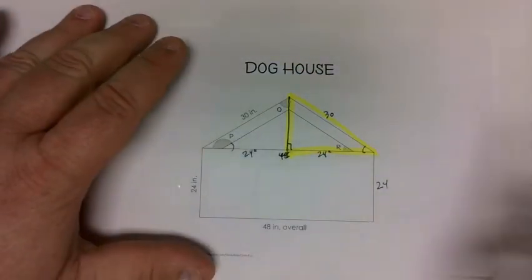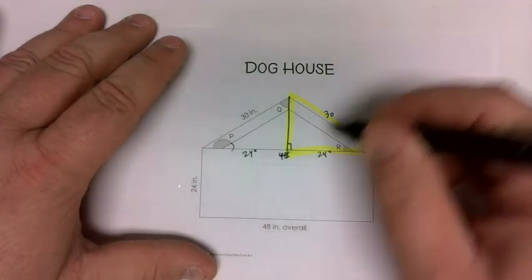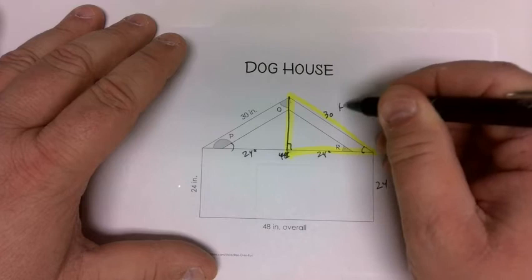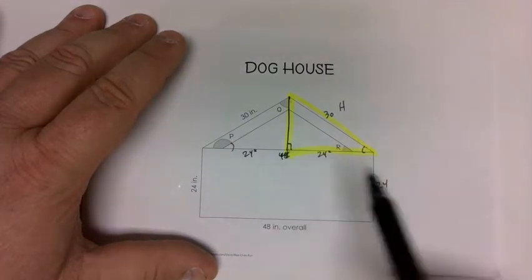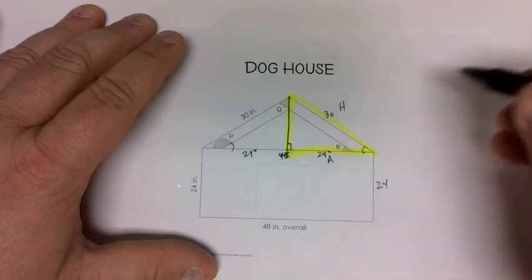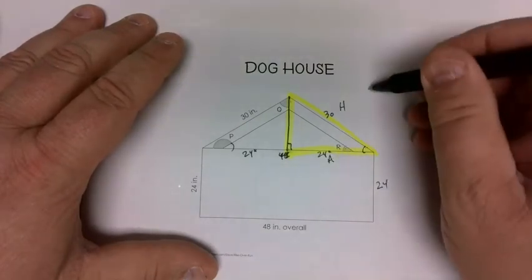And I want to find this angle right there. Well, the 90 degrees is right there. So this is the hypotenuse, and this is right next to that angle, so this is the adjacent. Adjacent and hypotenuse lead me to the cosine.